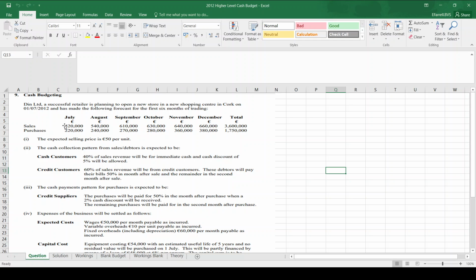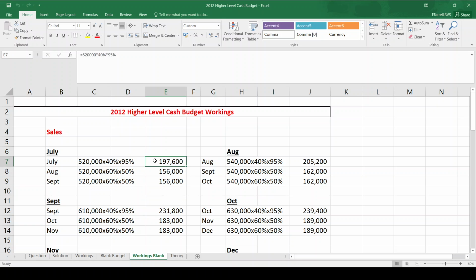So if we look at the first month, for example, here in July, sales were 520,000. 40% of those were for cash, so I'm going to get that money in straight away. So I multiply by 40%. They're the cash customers, and because we're offering them a discount of 5% if they pay in cash, they're only paying 95%. So it'll be 520 by 40% by 95%, and I will receive that in July because it's cash.